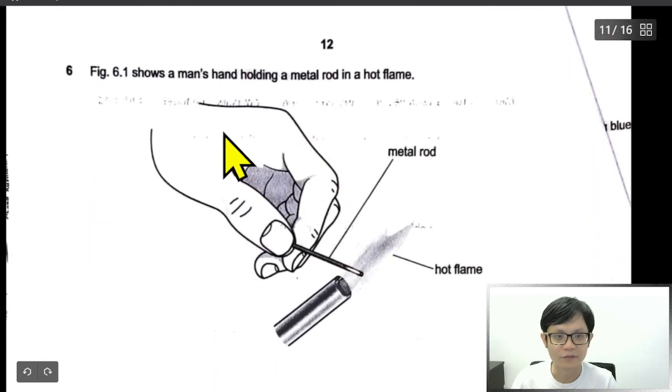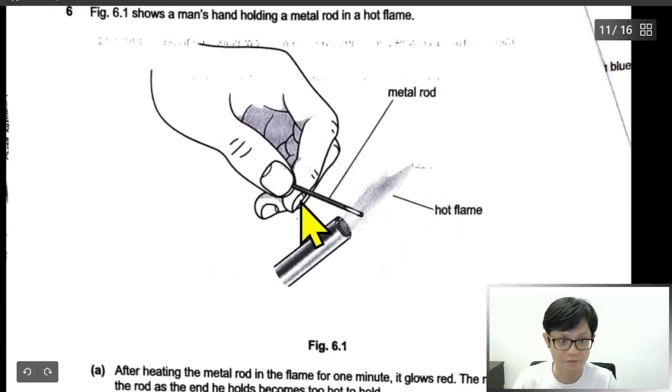Okay, a little bit more to go. Maybe this one we do as the last question. Figure 6.1 shows a man holding a metal rod. So he's holding the metal rod. I think for the first time I see IGCSE, they asked the wrong question. For the first time in my life. Wrong question? Later we'll go to it.